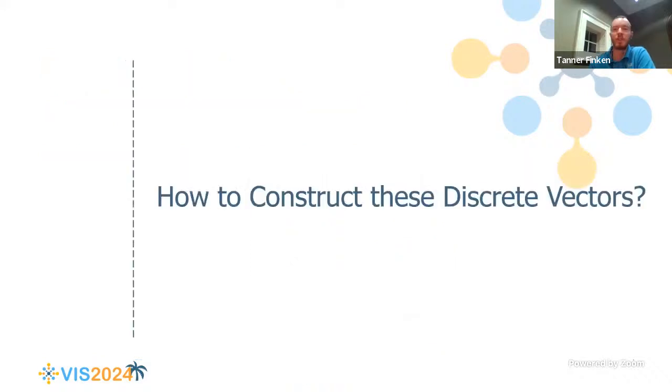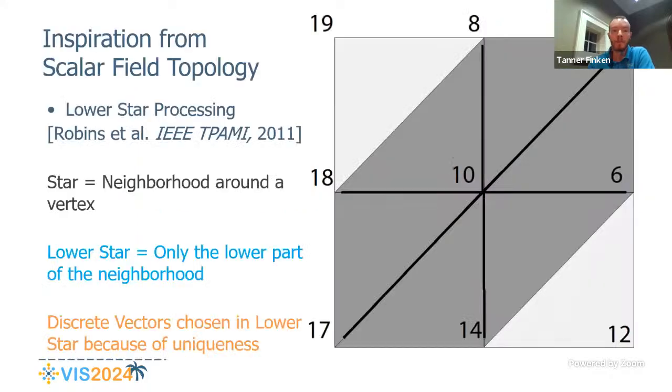Now the question is, how do we choose these discrete vectors to make a discrete field that is similar to the original flow? In order to do this, we look over to what they do in scalar field topology for inspiration. An algorithm by Robbins et al. generates discrete vectors based on each vertex's lower star to make a discrete gradient field.